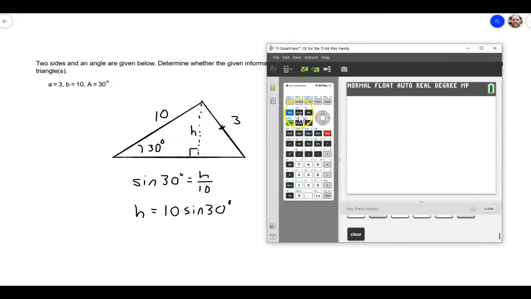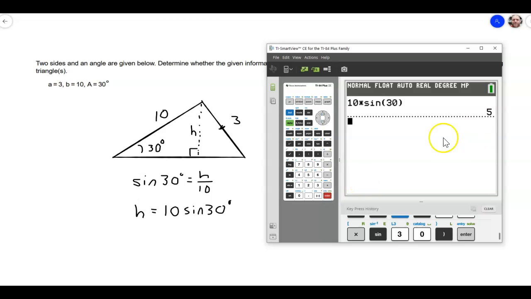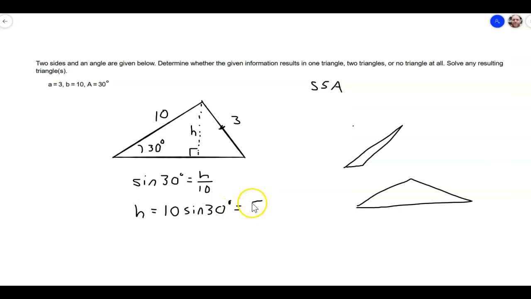And then I can take my calculator. Let's make sure that I am in degrees, which I am. And I say 10 times the sine of 30 degrees, and I am going to get 5. That means that the height here is actually equal to exactly 5. So this 3 here is not even long enough to reach the bottom. So if we swung this down, this height is 5, this is 3, it's probably going to get right to about here, so it's not even long enough to make a single triangle. So we have no triangles at all.